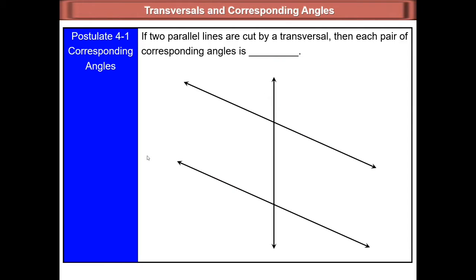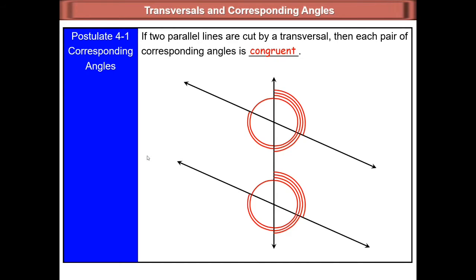Here is our postulate for corresponding angles. We have already received the definition, but now we are turning it into an if-then statement. So, if two parallel lines are cut by a transversal, then each pair of corresponding angles is congruent. And again, these different numbers of arcs mean that the angles are congruent.